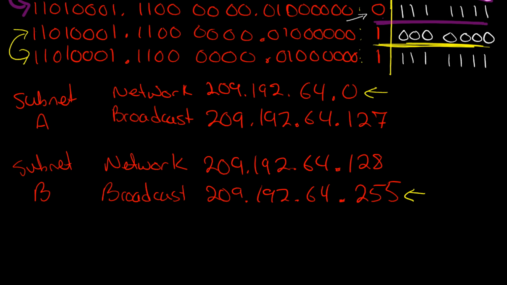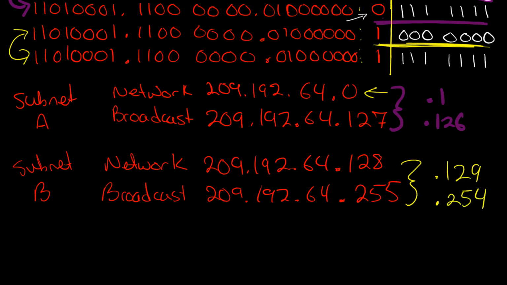The usable hosts for network A are going to be from .1 to .126, and the usable hosts for network B are going to be from .129 to .254. For the purposes of this course, the standard we're looking at, that first usable address, the .1 and the .129, would usually be our default gateway for that network. It's not necessary, but it's a standard that we've been using.